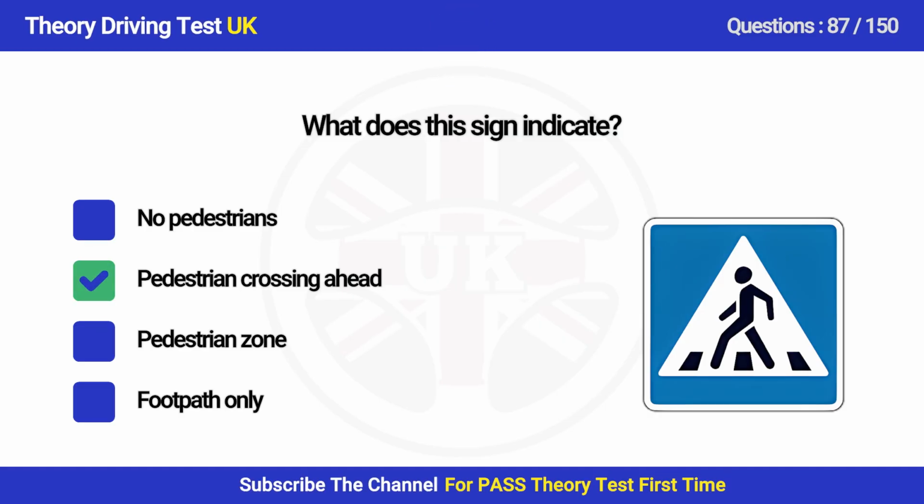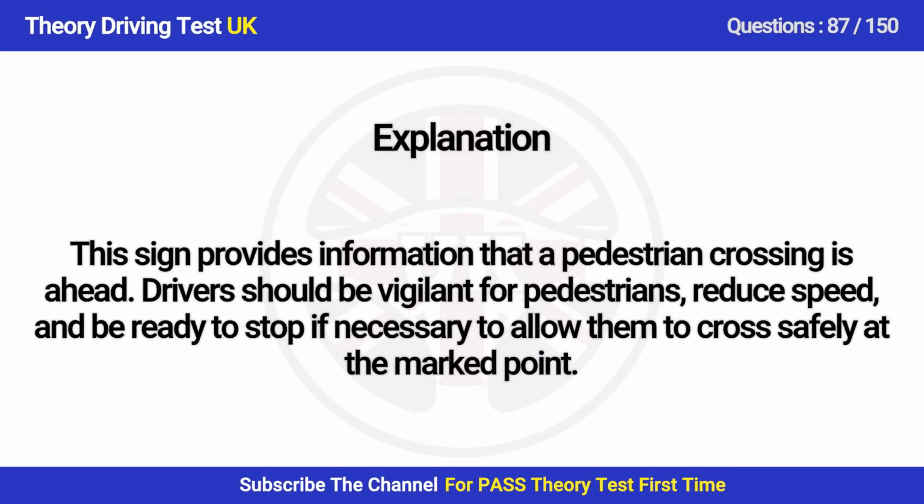Answer is B, pedestrian crossing ahead. This sign provides information that a pedestrian crossing is ahead. Drivers should be vigilant for pedestrians, reduce speed, and be ready to stop if necessary to allow them to cross safely at the marked point.